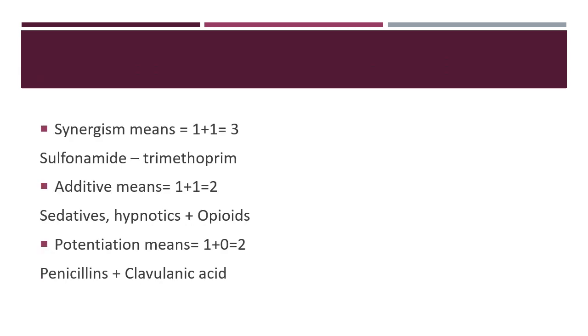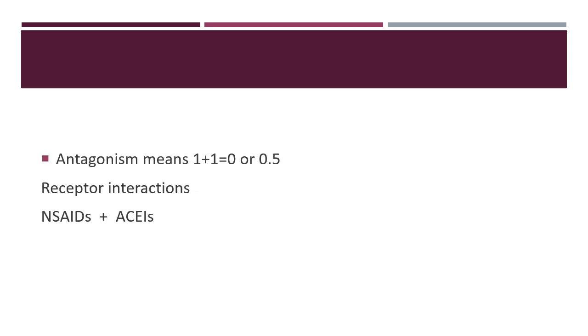Pharmacodynamic interaction. Synergism: here the addition is 1 plus 1. Two drugs, when combined, the total effect is the algebraic sum. In case of antagonism, 1 plus 1 is 0 or maybe 0.5. Receptor interaction. An example of antagonism given here is NSAIDs, non-steroidal anti-inflammatory drugs, and angiotensin converting enzyme inhibitors. If you give them together, the total effect will decrease.